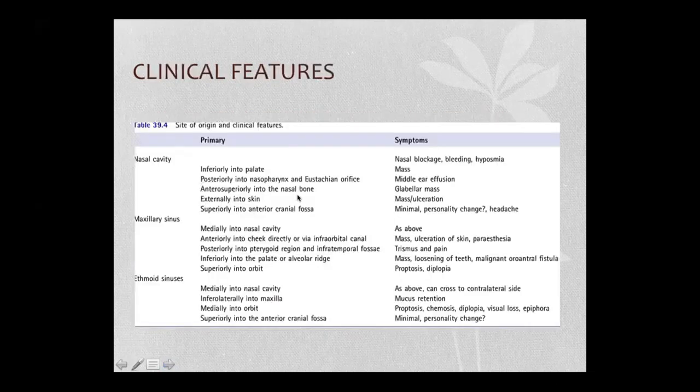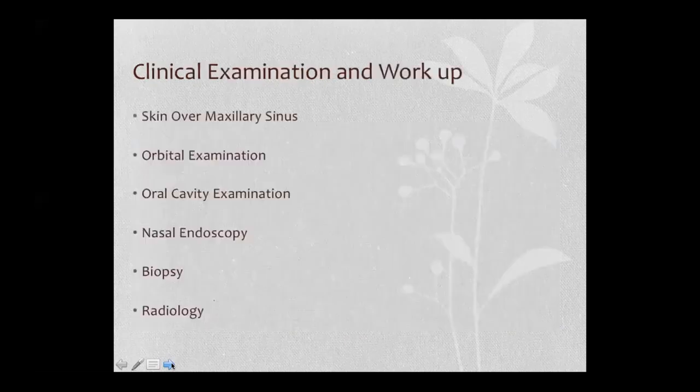If it goes into the nasal cavity, there are the usual nasal symptoms, and we all know unilateral nasal discharge and nasal tube blockage are important. If it goes to the intracranial fossa, it may have some intracranial symptoms. In the maxillary sinus, it may present as a mass, ulceration of skin, paresthesia, trismus and pain, loosening of teeth, or some ulcers in the hard palate. In the ethmoid sinus, we have already discussed the orbital symptoms: proptosis, chemosis, and visual loss because of the close proximity to the orbit.